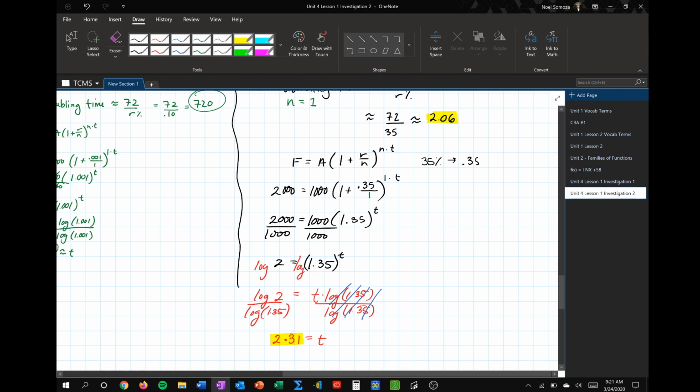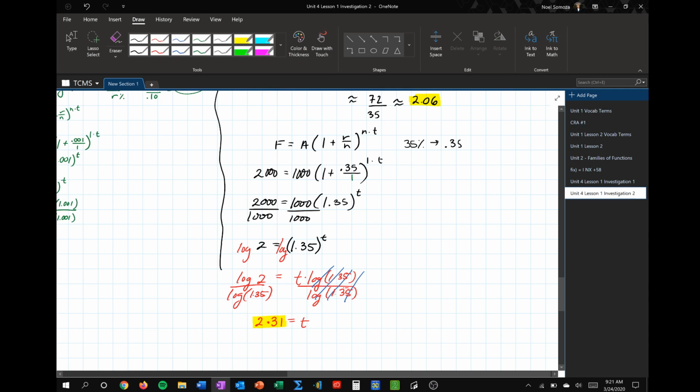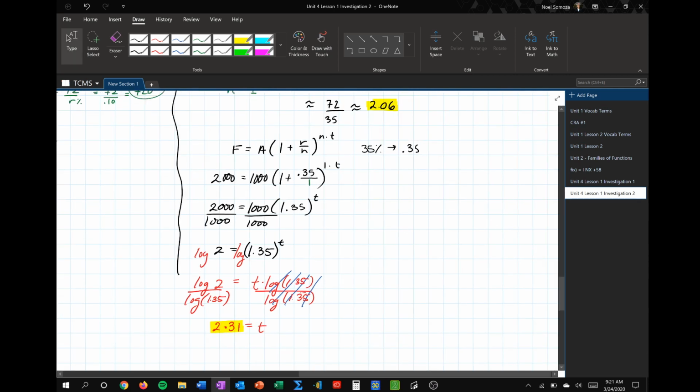Okay, so how much greater is it? Well, 2.31 minus 2.06. That's approximately 0.25.